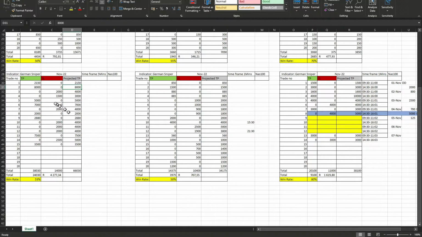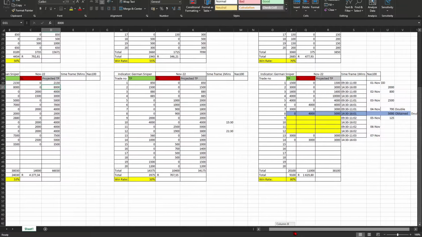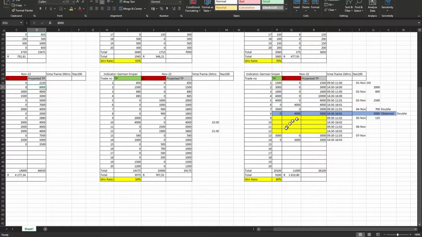But while doing these 2 tests, I did notice something, that on the 1 minute time frame, at around 9 o'clock until 11 o'clock and 2:30 until 4 o'clock South African time, the trades become a bit more stable. So that's where we get these results over here. So when using this indicator on the 1 minute time frame, from 9:30 until 11 and 2:30 until 4, your projected win rate is around 80%, with a total take profit of 1,619 Rand. And this was over 10 trades.